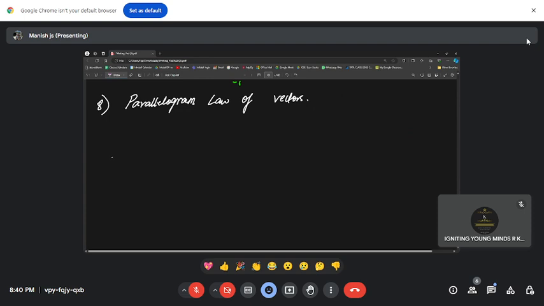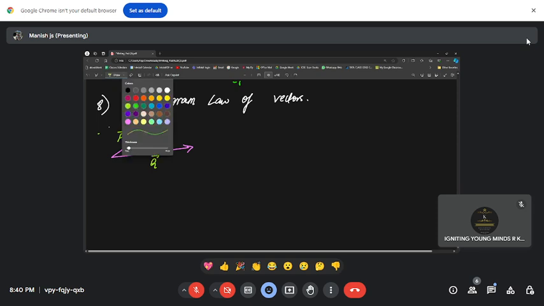Let us see. Suppose there are two vectors. I'm just representing, I'm doing a freehand drawing, so put up with me. Suppose you have two vectors like this. Let me name the first vector as P and the second vector as Q.